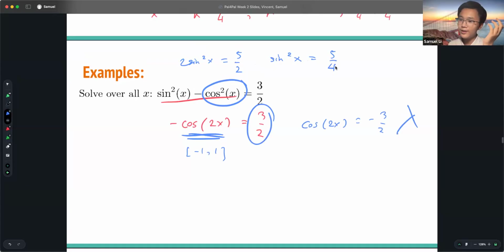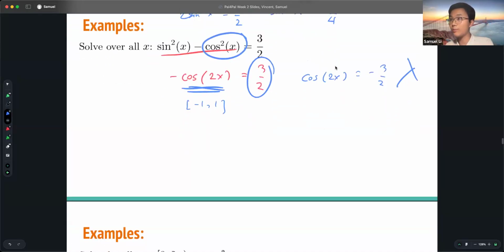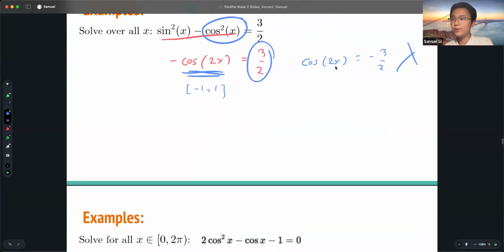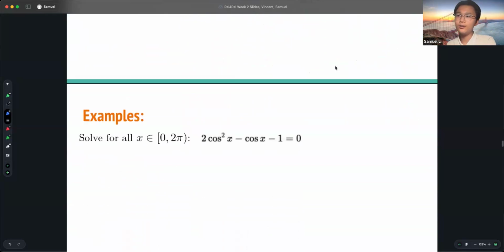You can use Pythagorean. A lot of times there's no one correct way unless the problem specifies to use the double angle identity. If it does not, you can use anything you want.